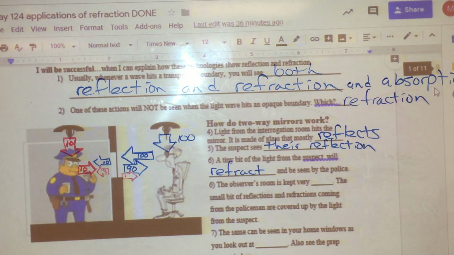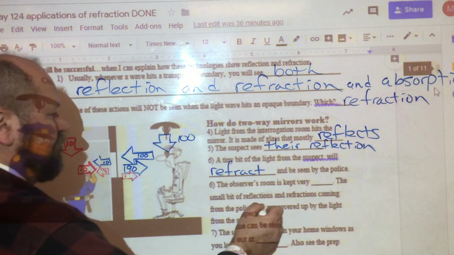So let's fill in the blanks. Number 6, the observer's room is kept very dim.